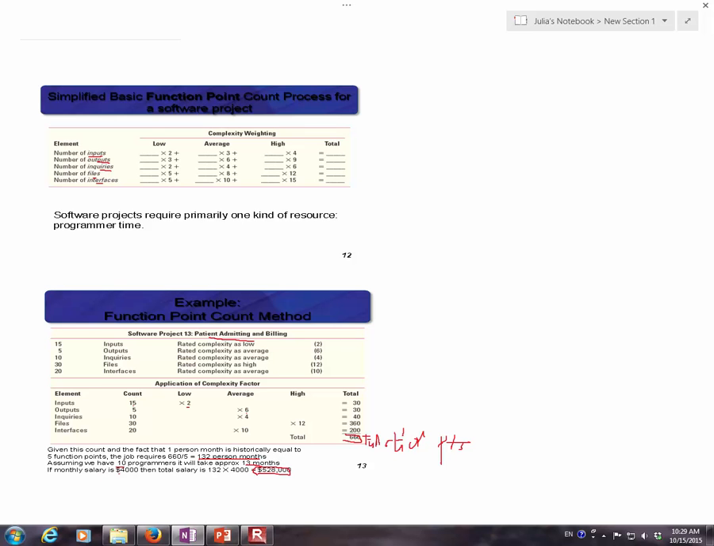And if the monthly salary is 4,000, then you use 132 person-months times 4,000, and you will get the total project cost of $528,000. Okay, so this is a small example from Chapter 5.